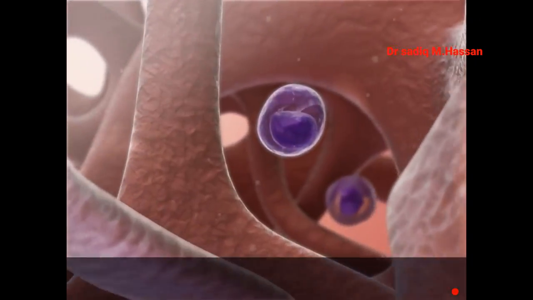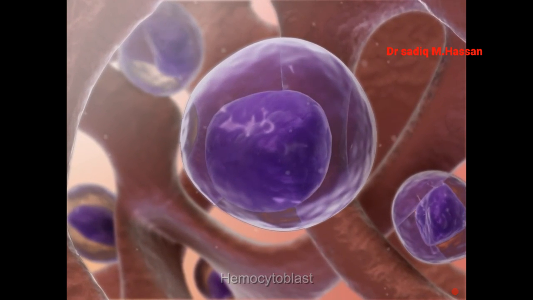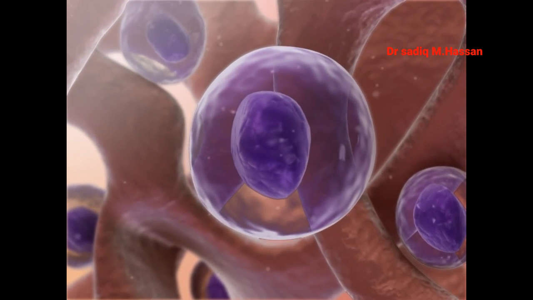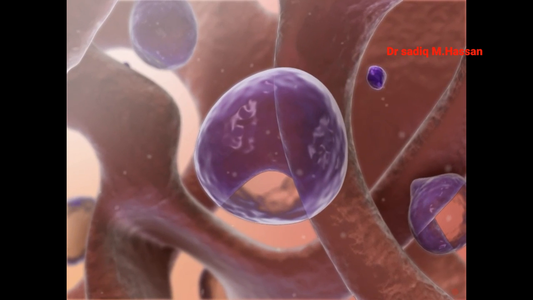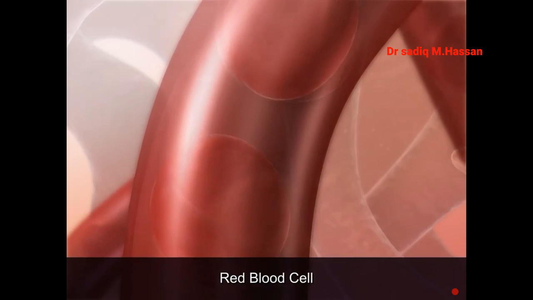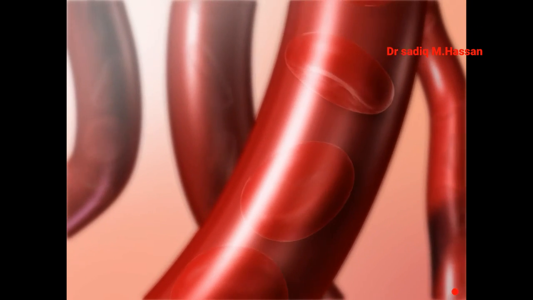Inside the red bone marrow of spongy bone, stem cells known as hemocytoblasts give rise to the different types of blood cells, including red blood cells. During the development process, the hemocytoblast ejects its nucleus, allowing the cell to carry more oxygen to the tissues. Mature red blood cells enter the bloodstream via enlarged capillaries known as sinusoids.